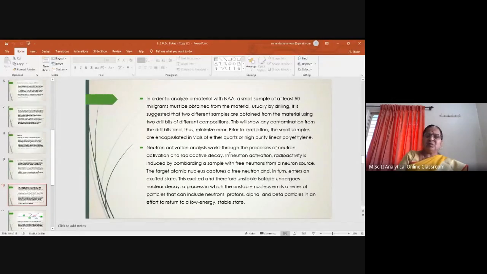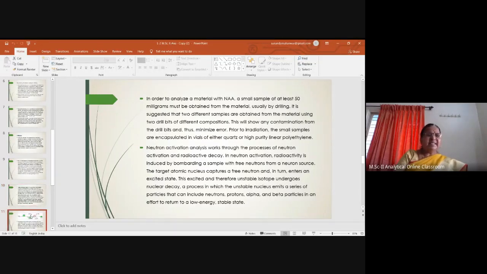Neutron activation analysis works through the process of neutron activation and radioactive decay. In neutron activation, radioactivity is induced by bombarding a sample with free neutrons from a neutron source. The target atomic nucleus captures a free neutron and in turn enters an excited state. This excited state is unstable. The unstable isotope undergoes nuclear decay, a process in which the unstable nucleus emits a series of particles that can include neutrons, protons, alpha and beta particles in an effort to return to a low energy stable state. That is the sequence when we bombard that sample with the flux of neutrons.